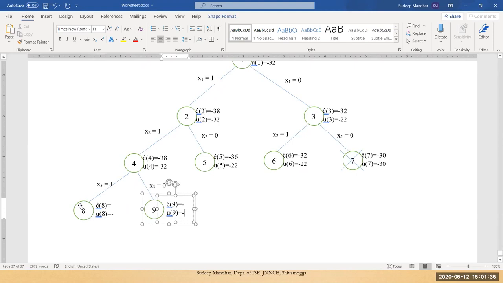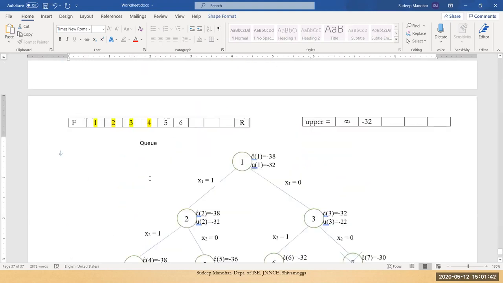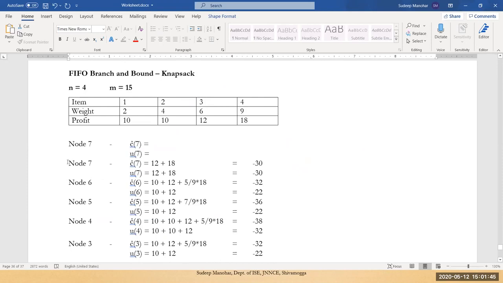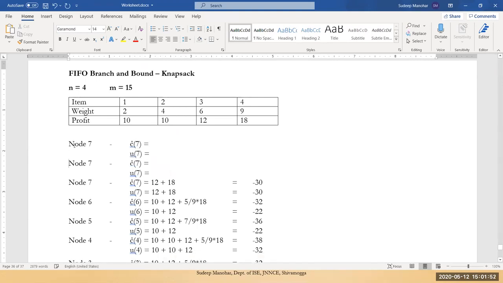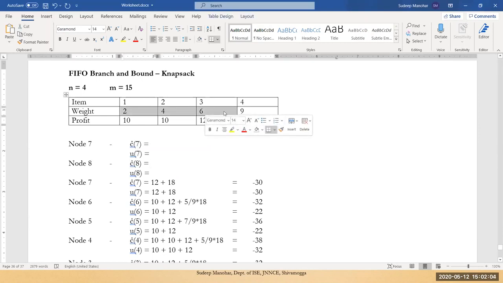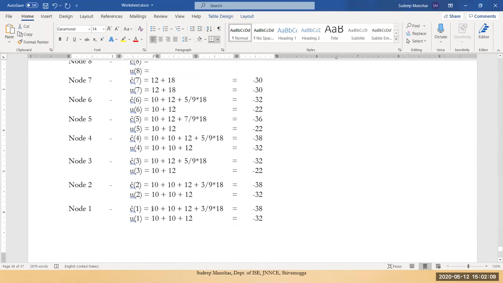So what does node number 8 tell? You have to consider the first 3, all 3 you have to consider. That is node number 8. First 3 you have to consider. So 1 plus 2 plus 3, it is 12. Remaining is 3, 3 by 9. That means you get the same as that of node number 1. No changes in that.